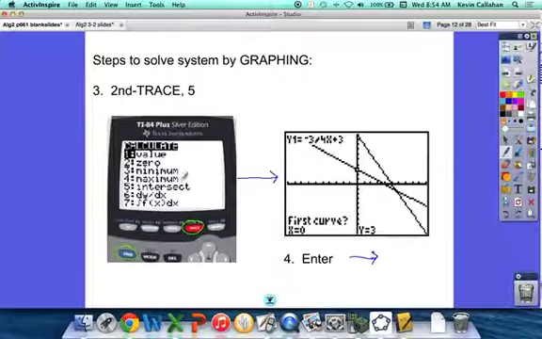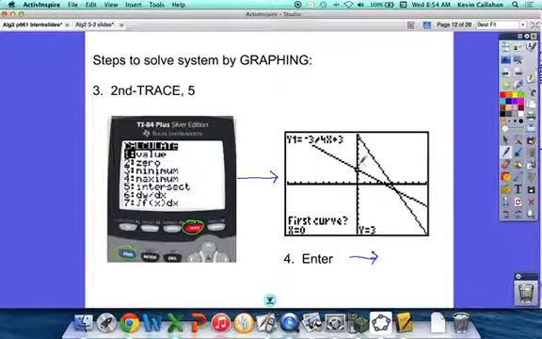And you're going to hit intersect, 5 for intersect. It should look like this. It's going to be asking you a question. First curve, and you can see in the upper left corner that it's got one of those equations written there. And you're always going to say, yeah. You should see the cursor, it's probably blinking about right there.